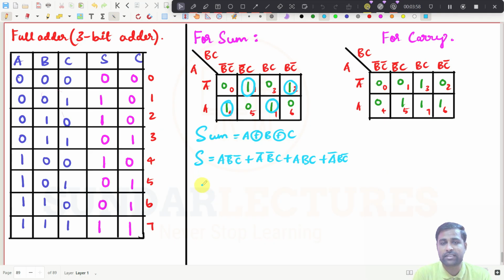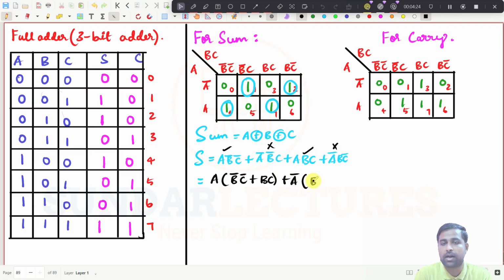So now you can simplify the equation. What is the procedure? Take A as a common term. In these two, A is a common term. What will you get? It is B bar C bar plus BC. That is one term. Take A bar as a common term in these two. So what will you get now? It is B bar C plus B C bar, right? Now it is very simple. What is this one? It is an XNOR gate, right? So this is nothing but B XNOR C.